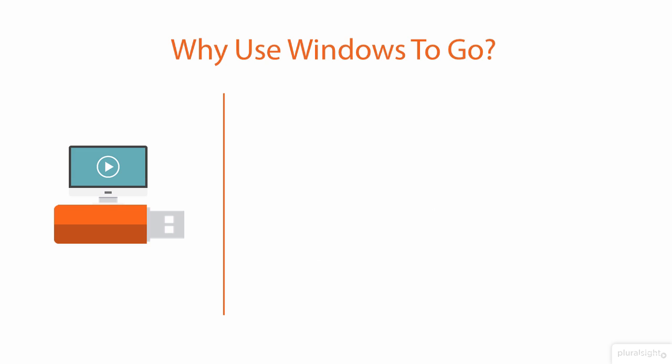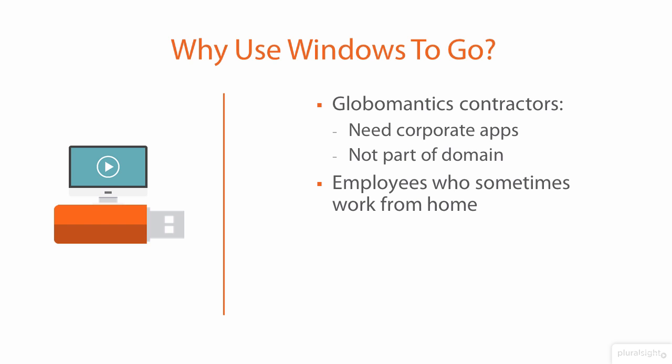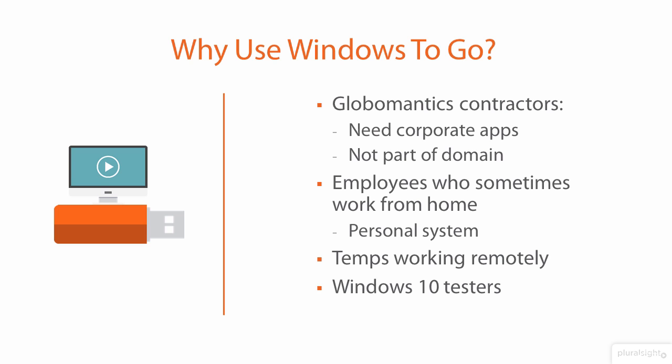Neat technology isn't always useful, but there are situations in which Windows To Go might make sense. For example, Globomantics works with contractors who could use access to corporate apps, but who use PCs that are not part of the Globomantics domain. Employees working from home on personal systems might like accessing the standard Globomantics desktop without worrying about whether it's going to change the configuration of their home computers. Temporary employees working remotely might also be productive with WTG, and employees who are just testing Windows 10 could find the boot from a stick design very convenient.